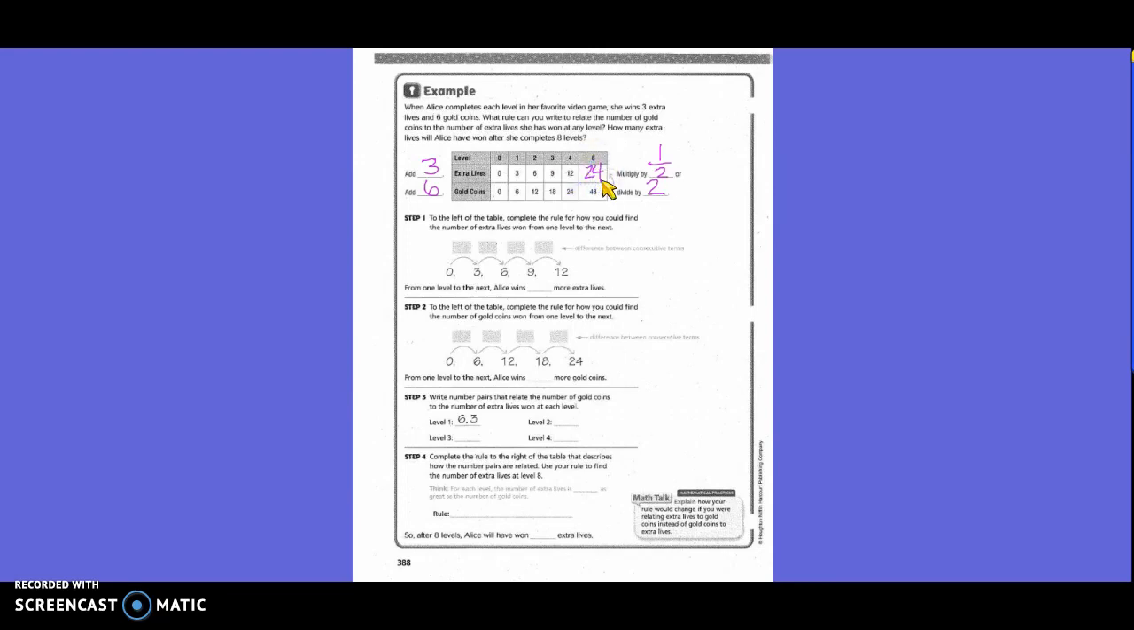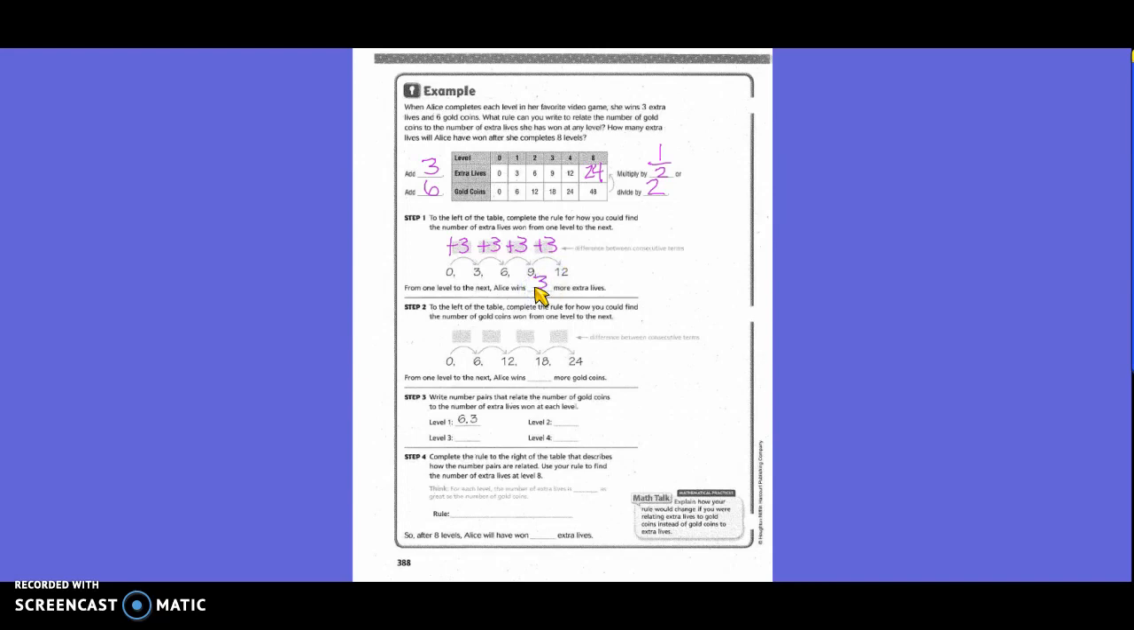To the left of the table, complete the rule for how you can find the number of extra lives won from one level to the next. So we already did that, right? And we said that it went 0, 3, 6, 9, 12. And what were they doing in each one of those spots? Adding by 3. From one level to the next, Alice wins 3 more lives.